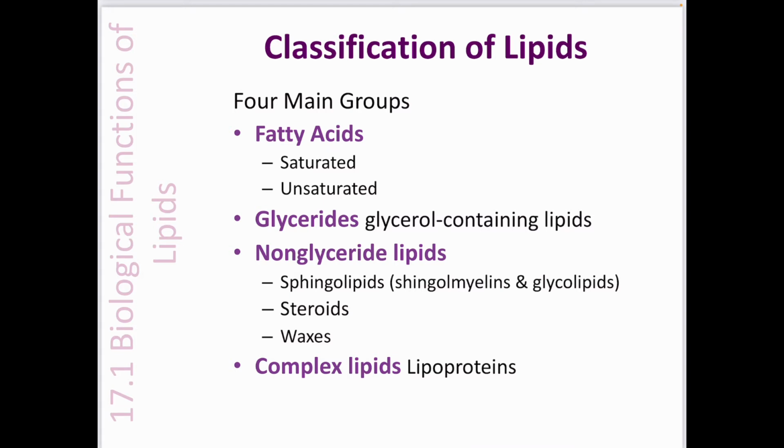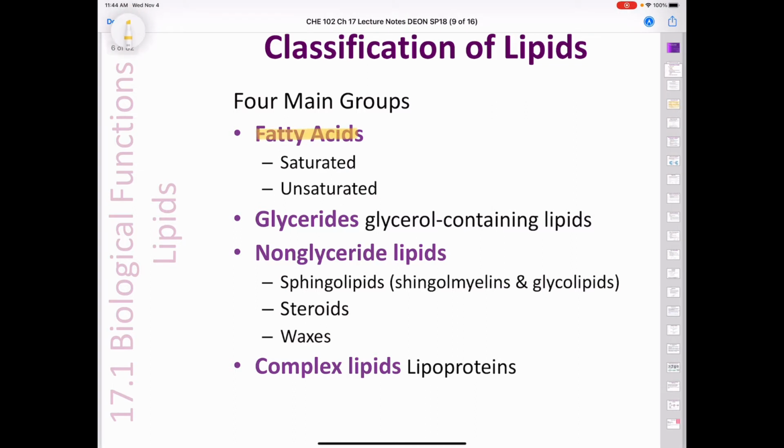Again, the term lipids actually refers to a collection of organic molecules of varying chemical composition. They are grouped together on the basis of their solubility in nonpolar solvents. Lipids may be subdivided into four main types. Fatty acids, being saturated fatty acids and unsaturated fatty acids.